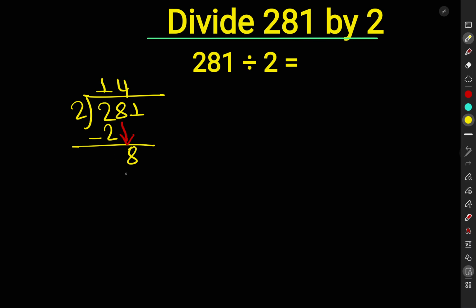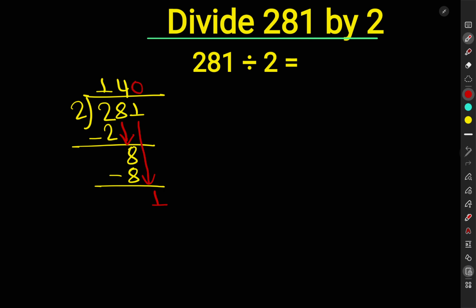So 2 times 4 means 8. On subtracting we get 0. So now again we put down the number beside this, 1, and we remove this 0.